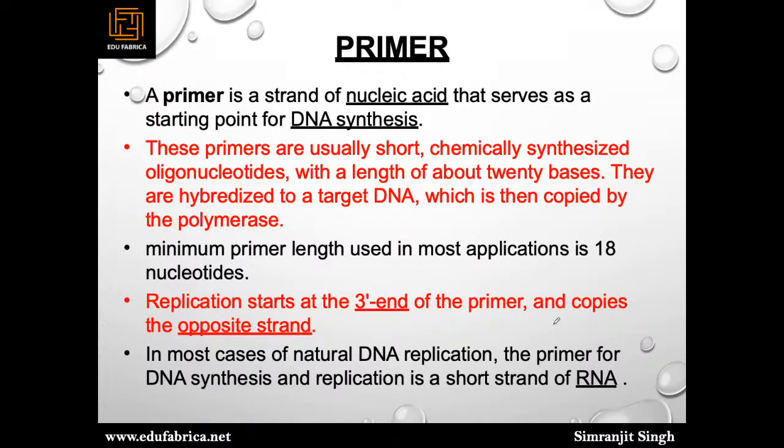So the primers that are used are strands of nucleic acid that serve as a starting point for DNA synthesis. These primers are usually short, chemically synthesized oligonucleotides with a length of about 20 bases. They are hybridized to the target DNA, which is then copied by the polymerase. The minimum primer length used in most applications is around 18 nucleotides. The replication starts at the 3' end of the primer and copies the opposite strand. In most cases of natural DNA replication, the primer for DNA synthesis is a short strand of RNA.